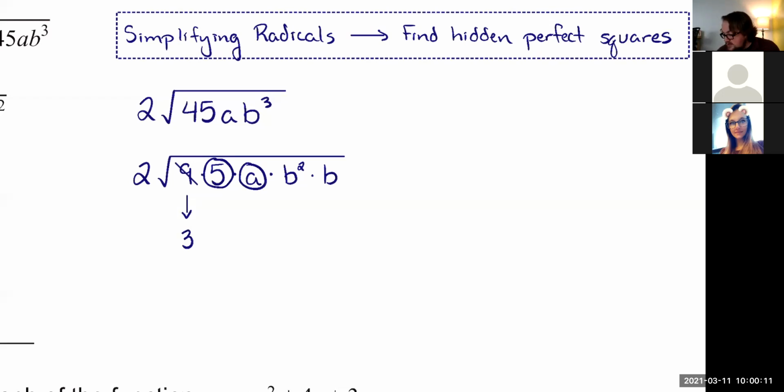Can I take the square root of b squared? Yes. What is the square root of b squared? b. Just a b. So it is gone from inside my radical. Can I take the square root of b? No, for the same reason I couldn't take the square root of a. There's just not enough there to be a perfect square.